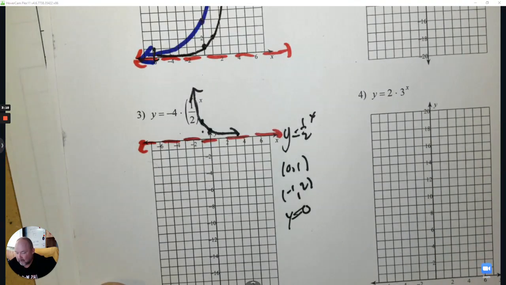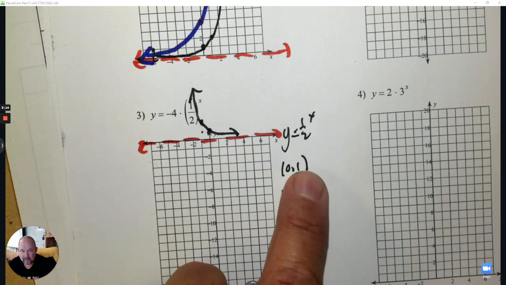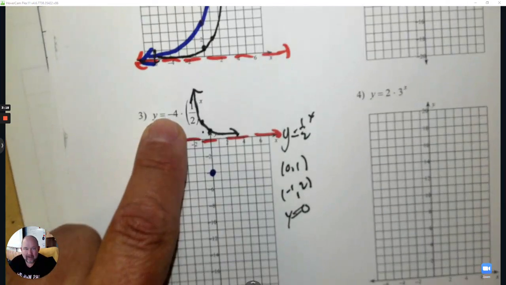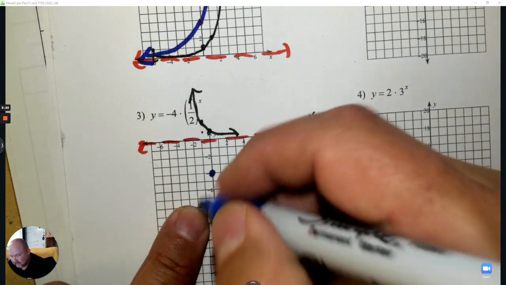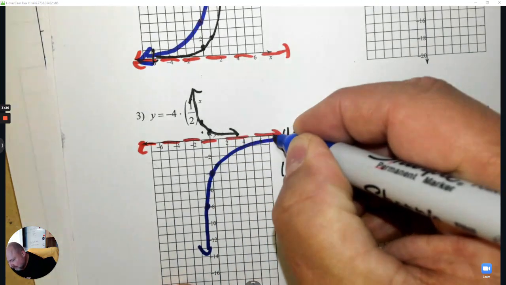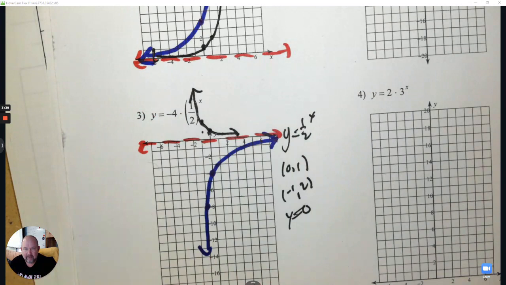Then we take the y coordinate only and multiply it by -4. So -4 times 1. So this point is at -4. And then -4 times 2 is -8. So this one here is at -8. And then I'm going to curve using those points. And this blue curve is the answer to number 3. All right, last one together.